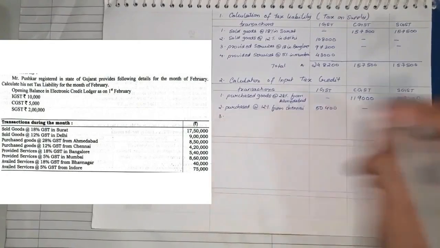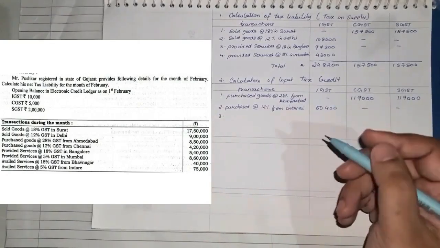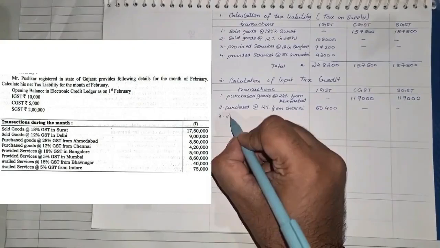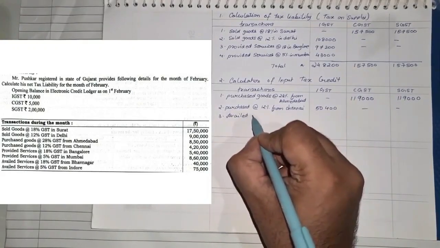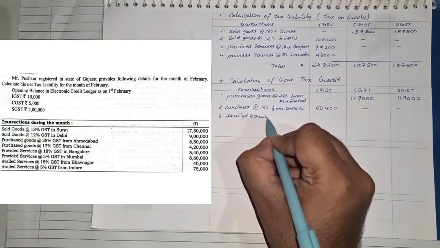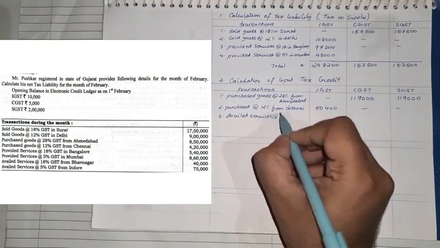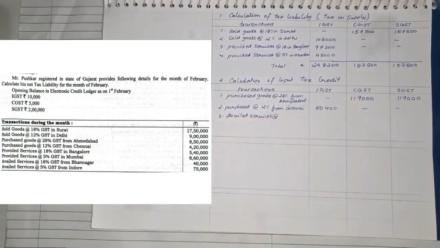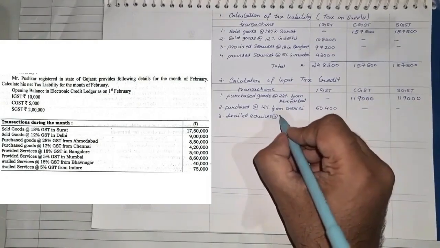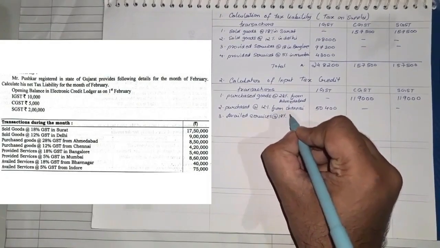Third, we can see in the second last two, the availed services. Availed means we have taken it, purchased. So availed services at the rate of 9%, it's 18% from Bhavnagar, and it's in Gujarat itself, so it gets split in two parts. So I'll write it here as 18% from Bhavnagar.